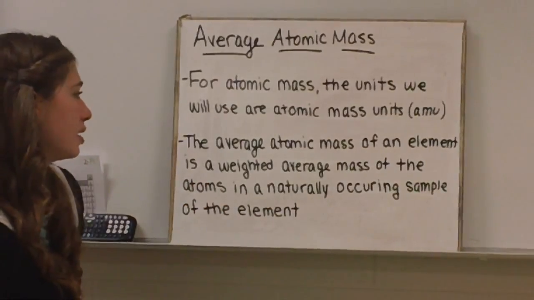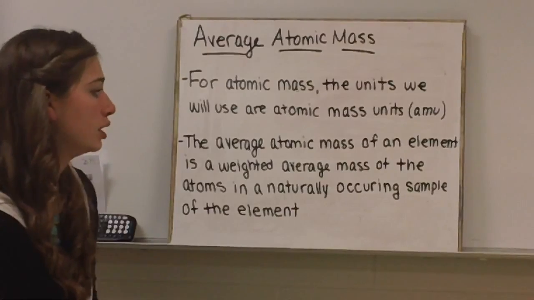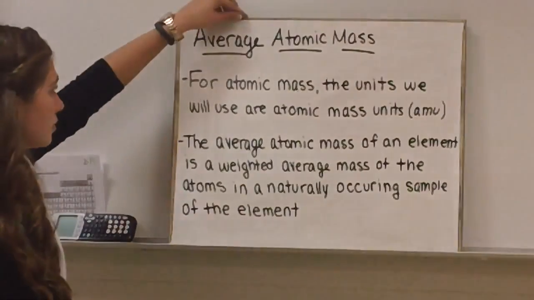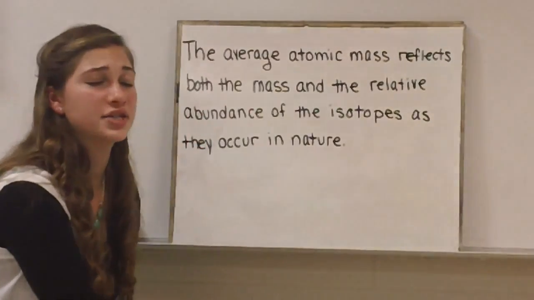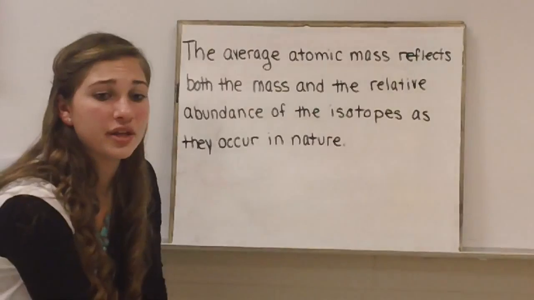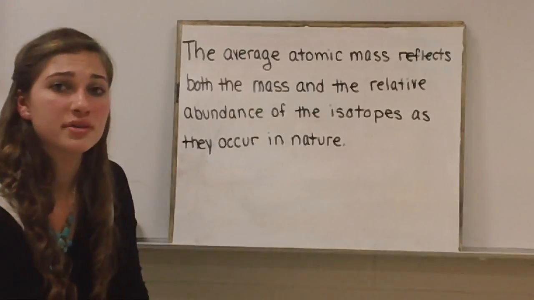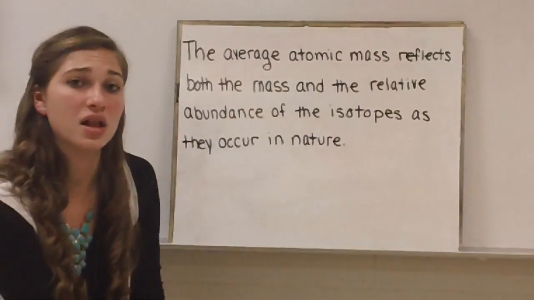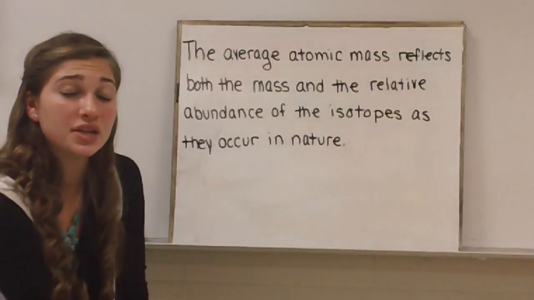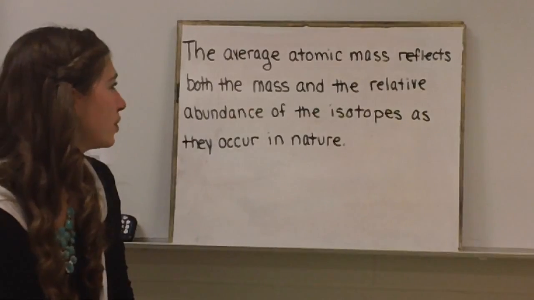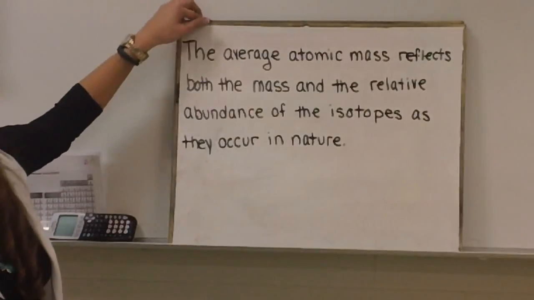Now the average atomic mass of an element is a weighted average mass of the atoms in a naturally occurring sample of the element. Earlier we talked about what isotopes were. Isotopes are atoms of the same element that have different numbers of neutrons, which alters the mass of an atom, even though it is still the same element. Each of these isotopes occurs at a different abundance naturally. So the average atomic mass reflects both the mass and the relative abundance of the isotopes as they occur in nature.